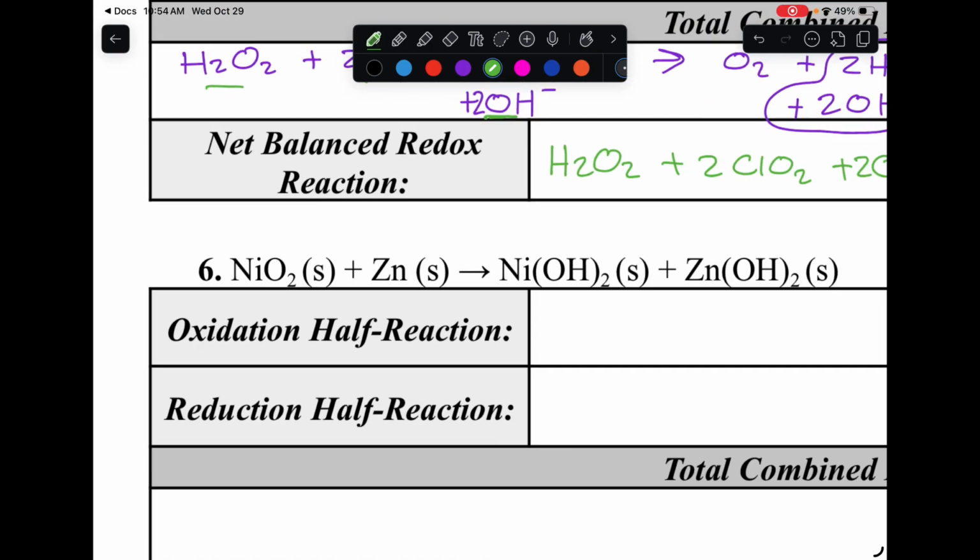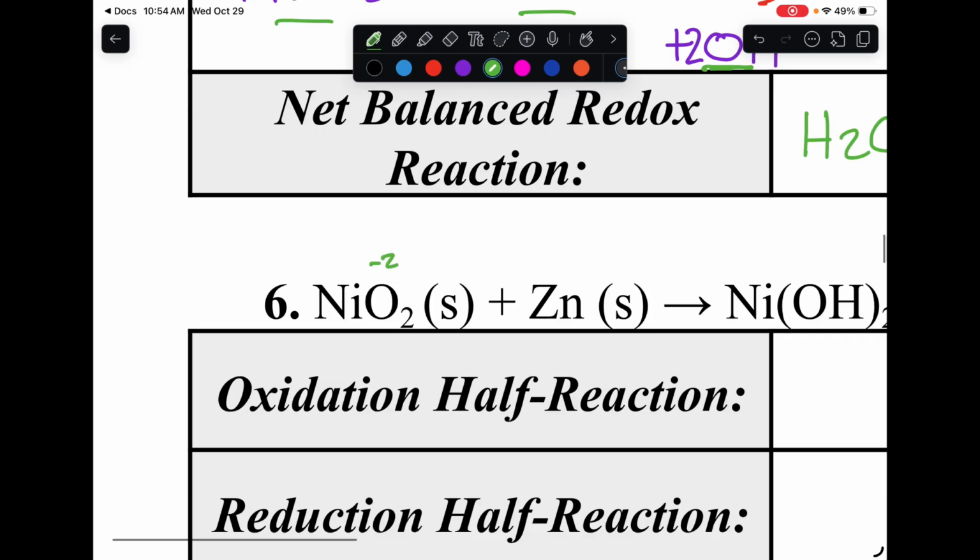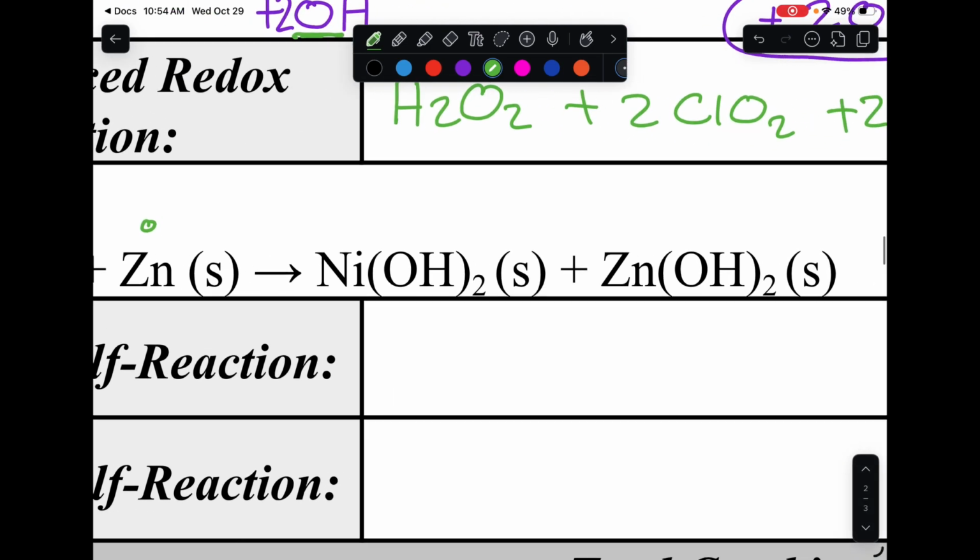Nickel oxide. Oxidation states here, -2 for each, which means a total of -4. Therefore, total +4, which means each nickel here is a +4. Zinc is in its elemental form. It is 0. We don't need to worry about the oxygen and the hydrogen individual oxidation states here. We're just going to find the total from hydroxide.